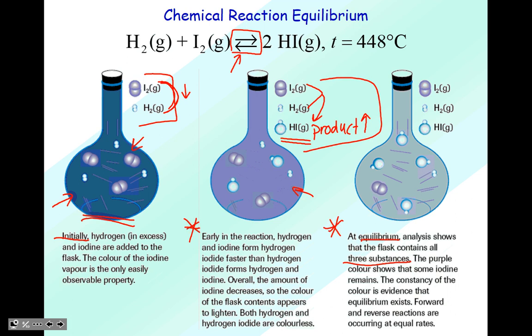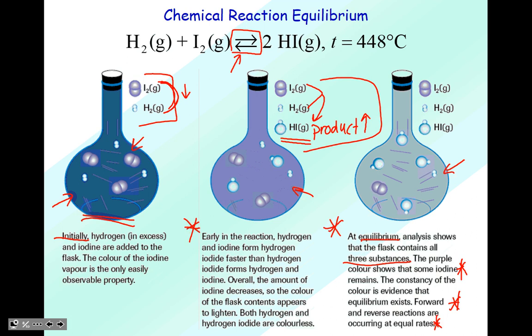The purple color shows that some iodine remains. Obviously, there are some reactants. The constancy of the color is evidence that equilibrium exists. So once this color remains and doesn't change to darker or lighter, we've reached equilibrium. That's just a physical representation of that. Forward and reverse reactions are occurring at equal rates. So now we have dynamic equilibrium.